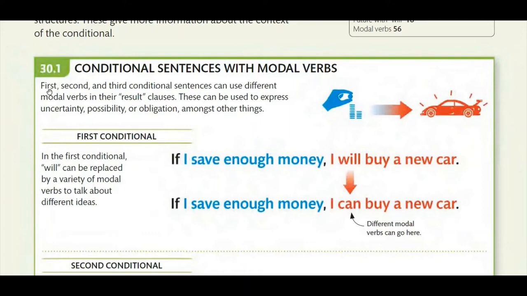Remember, we are talking about first, second and third conditionals. We are not talking about the zero conditionals. First conditional. If I save enough money, I will buy a new car. So this was the rule that we have learned earlier. We can also say that if I save enough money, I can buy a new car. Means we can use different modal verbs. In this first conditional, will can be replaced by a variety of modal verbs to talk about different ideas: uncertainty, possibility, obligation, and things like that.